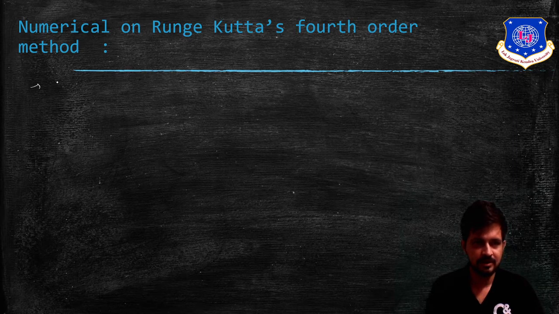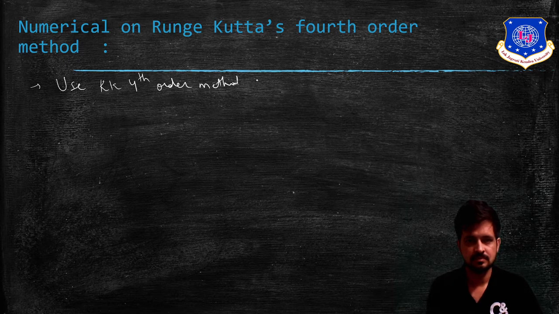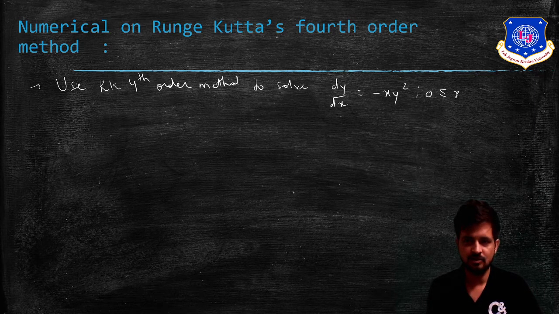Let me write the numerical. Use RK fourth order method to solve dy by dx is equal to minus x y square, where the range of x is 0 to 0.5, and y of 0 is equal to 2 is given. Use h is equal to 0.25 and find the solution.